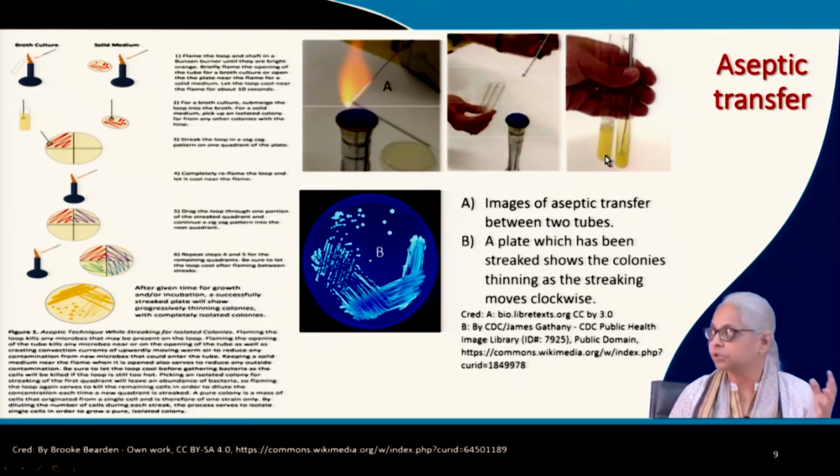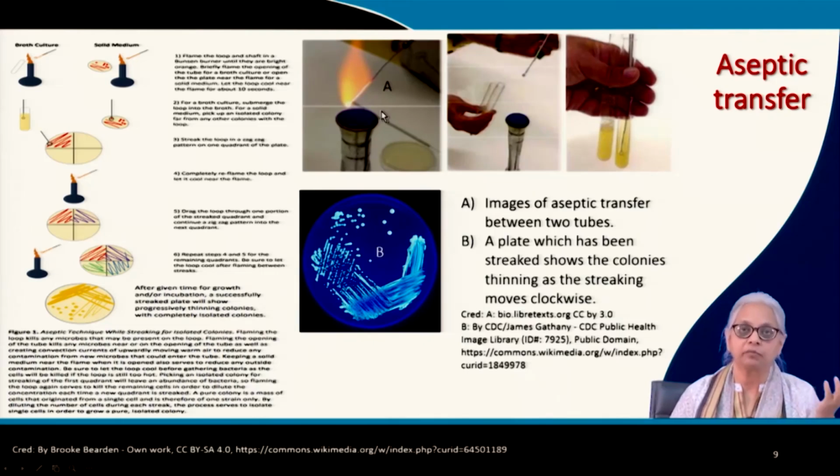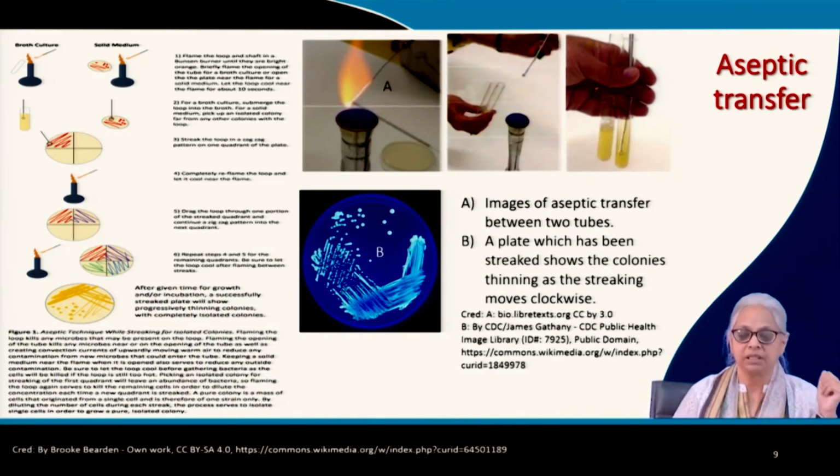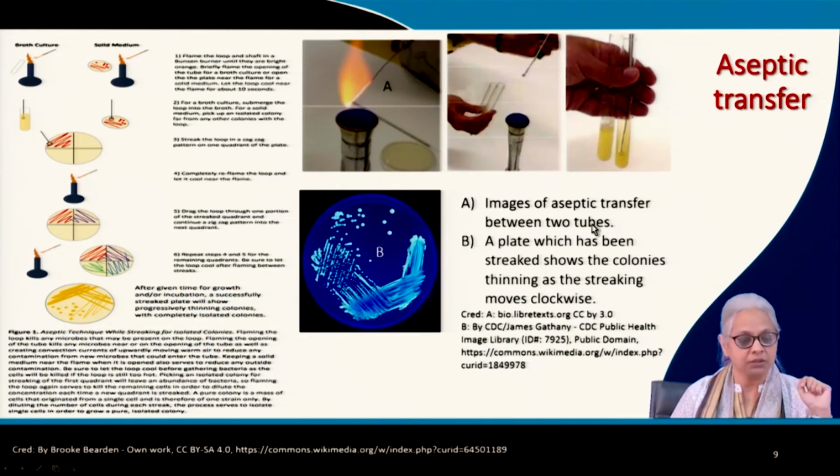Now you can't just do it without making sure that the loop is entirely sterile before you dip it into the pure culture. So sterilization is done by what we call flame sterilization. So it's a metal loop, you hold it over a flame, everything is assumed to be dead when it is burnt, and only then will you dip it into the growing culture and then transfer it to another sterilized growth media. So that is aseptic transfer.